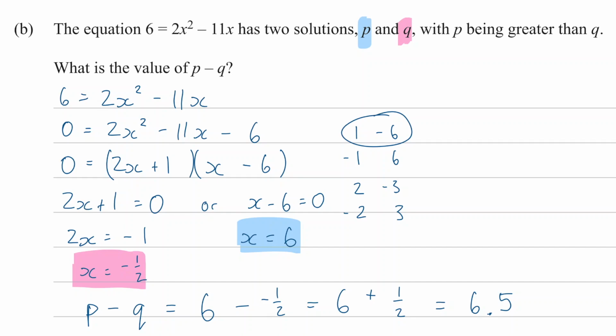So to summarize this question one more time, we had a quadratic equation which we put into standard form. This is a really good place to get to when you're solving any quadratic problem. Because then from standard form, we were able to factorize it, solve for x, and then answer the question, what is the value of P minus Q?